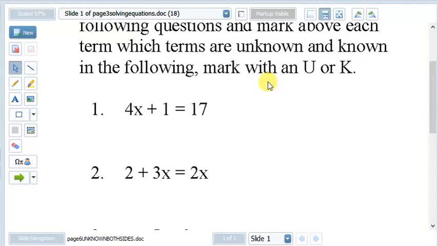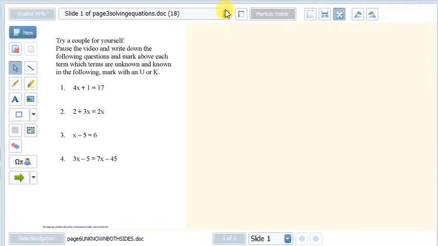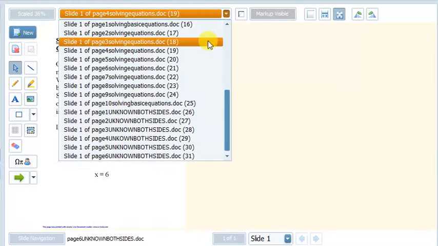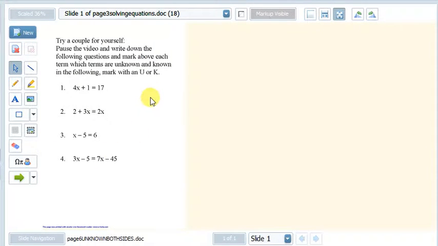Okay, so now it's your turn to have a go at a couple yourself. Let me just have a look to see what's on the next page. If you just pause the video and write out the equations and then mark each term with a U or a K, and then I'll do the same. Just a couple of minutes to do that probably.